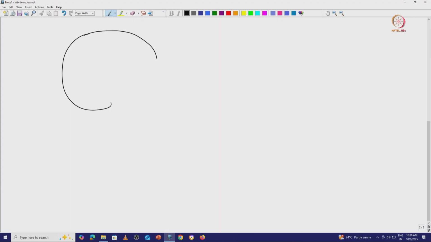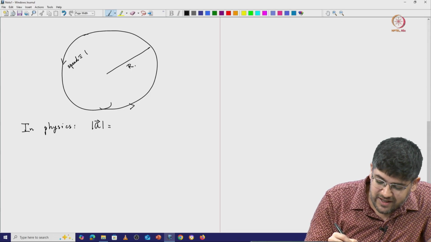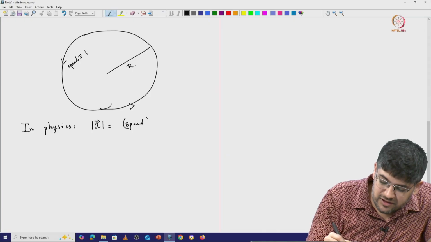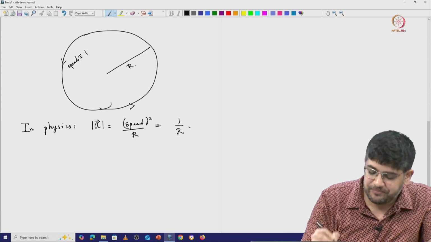Suppose you have a car that's traversing a circular track of, let's say, radius r, right, and let's say the speed is constant. So the speed is constant, and let's say that constant is 1, right. So that means my track is arc length parametrized. Then we learn in physics that the magnitude of the acceleration is basically given by the speed squared divided by the radius of the circular track, right. So in this case it will be 1 by r.